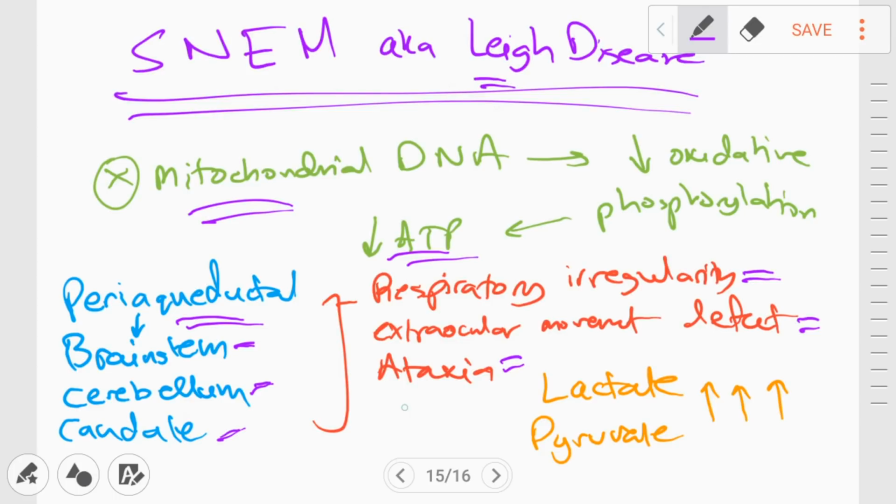Now, if you check the blood of the patient, what you'll find is that the patient's lactate and pyruvate levels are elevated, which makes sense because if you remember, mitochondria uses oxygen to perform aerobic respiration. And aerobic respiration cannot be carried out now because your mitochondria is not functioning properly. And so anaerobic respiration starts happening, and lactate and pyruvate are part of the anaerobic metabolites. And this is what happens, and this is what gets accumulated.